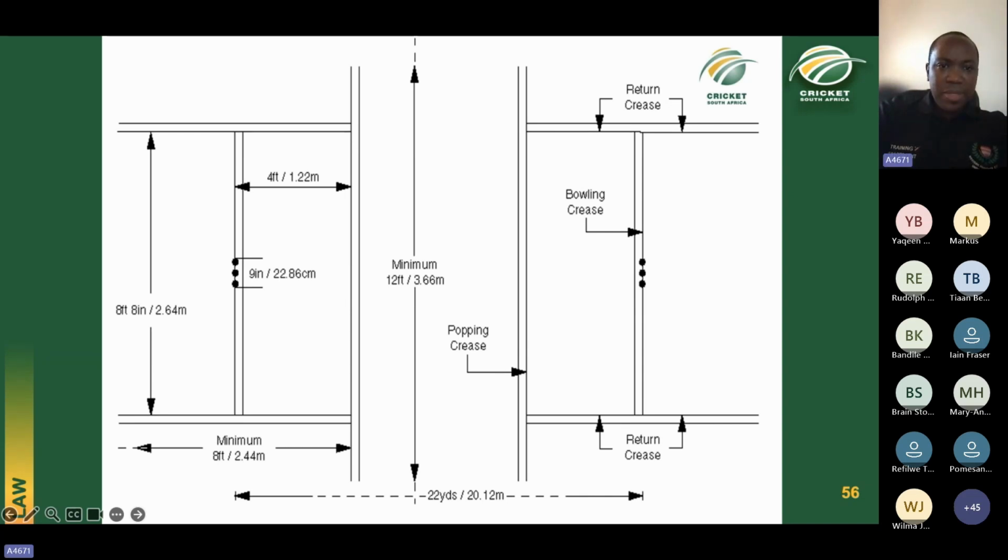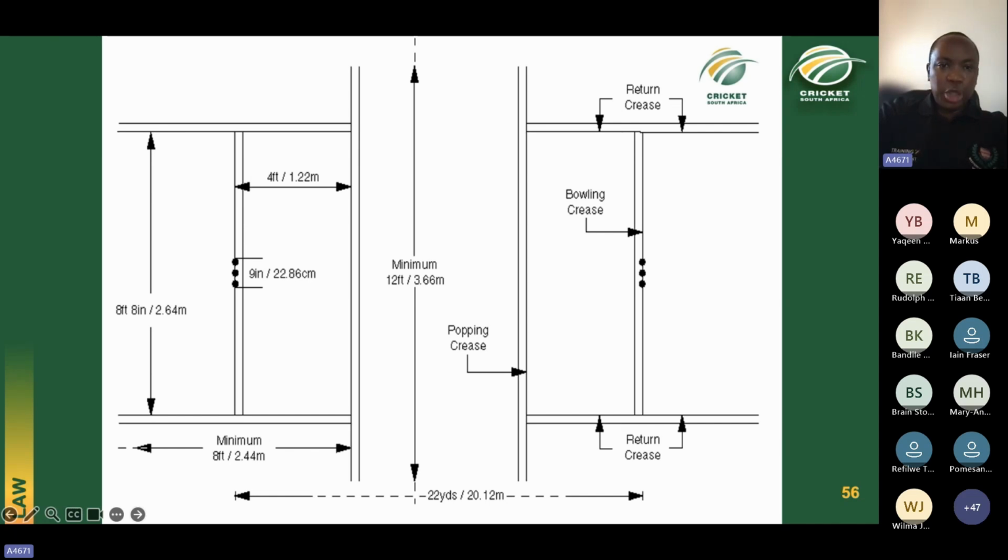That measurement from the back edge of the bowling crease to the back edge of the popping crease is 1.22 meters. If you double that measurement, so you say 1.22 times 2, you get 2.44 meters, which is the minimum length of the return crease. If you triple that measurement, so you say 1.22 times 3, you get 3.66 meters, which is the minimum measurement of the popping crease.